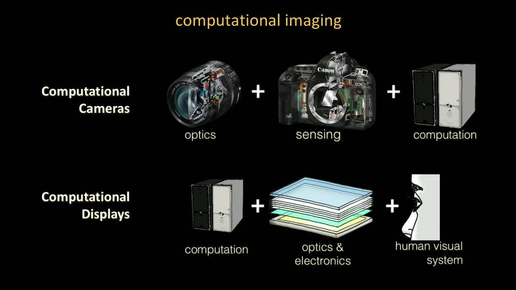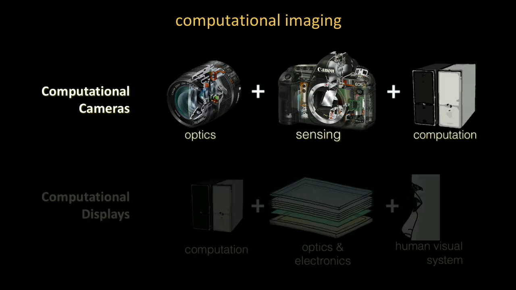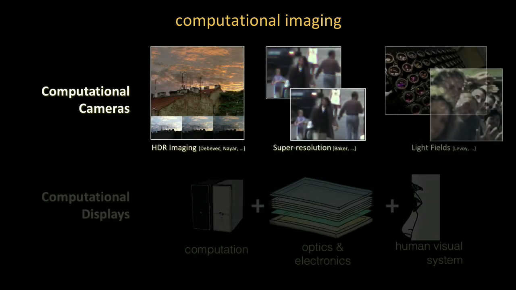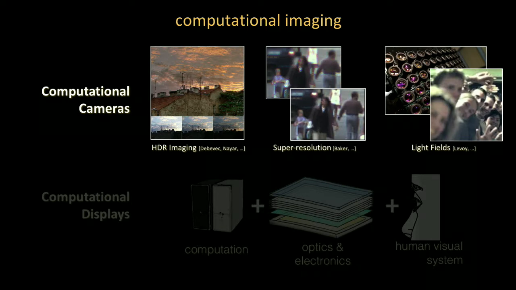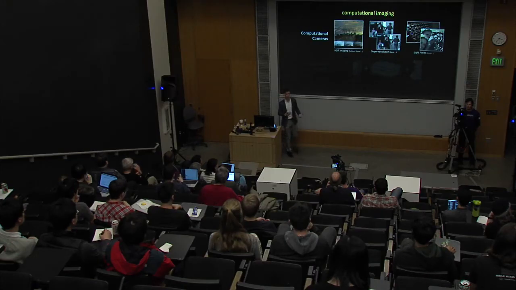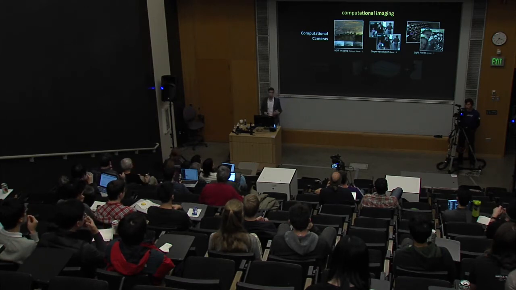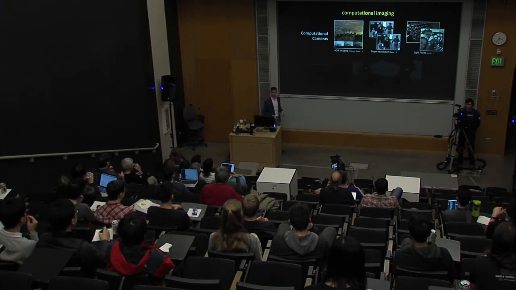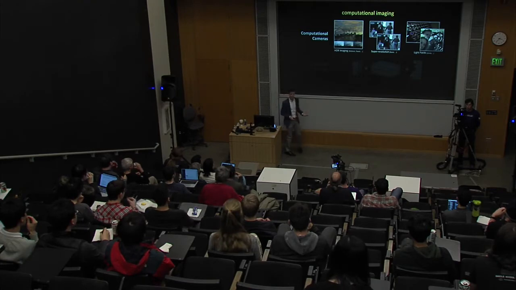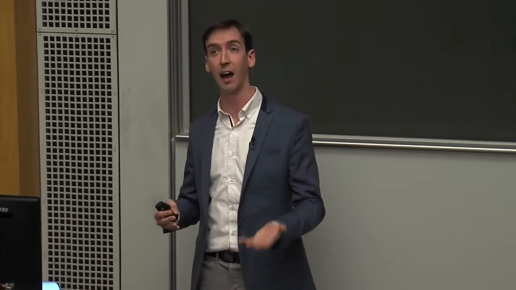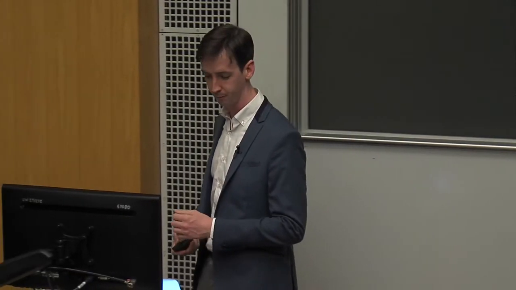Examples of computational cameras include imaging techniques that are able to capture HDR images. This is a technique that you can find now on your smartphone and allows you to capture images that look a lot more vivid, that is, capture detail in both bright and dark regions within a scene. Other systems capture super resolution images or light field images. Light field images allow you to refocus images after they've already been captured.